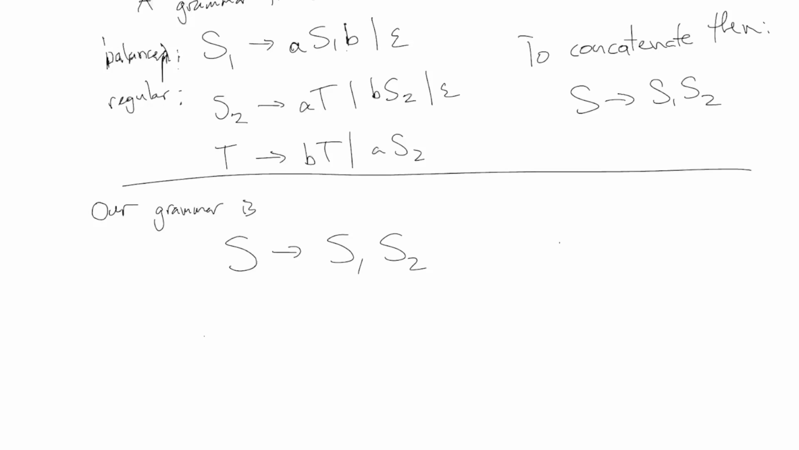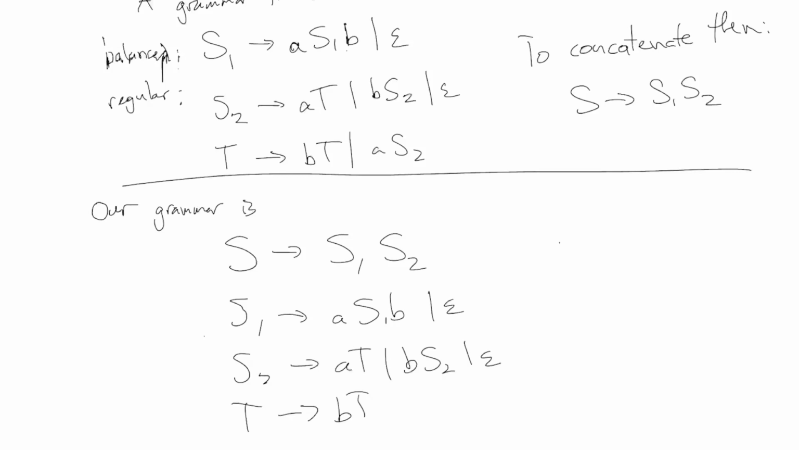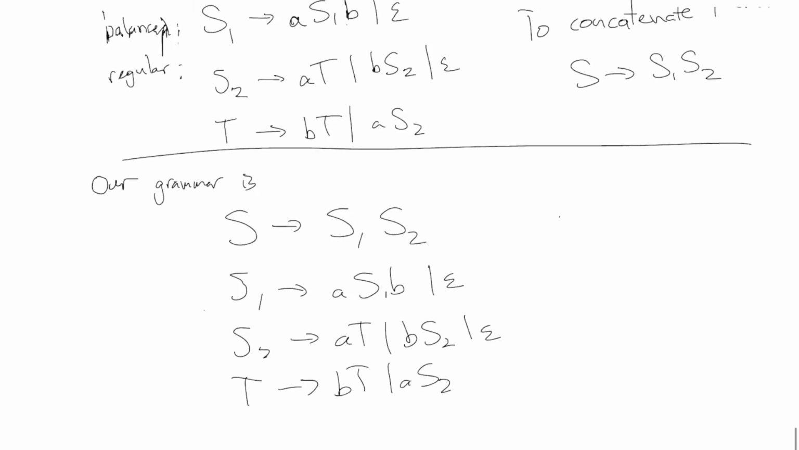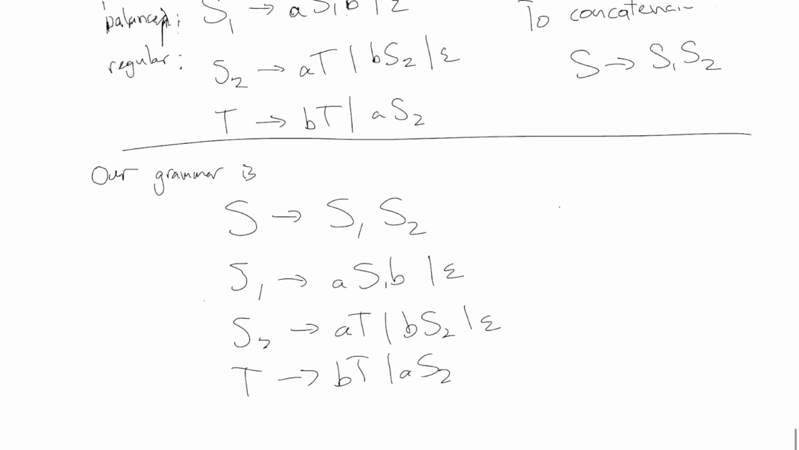So you begin with S goes to S1 S2, and then S1, I'm just copying what we said before, A S1 B, or epsilon. S2 goes to AT, or B S2, or epsilon. T goes to BT, or A S2. There you go. You can impress your friends. This looks crazy. That you actually came up with all of that? Well, yeah. It comes from doing two small and fairly simple examples, and then you patch them together in this way. All right.